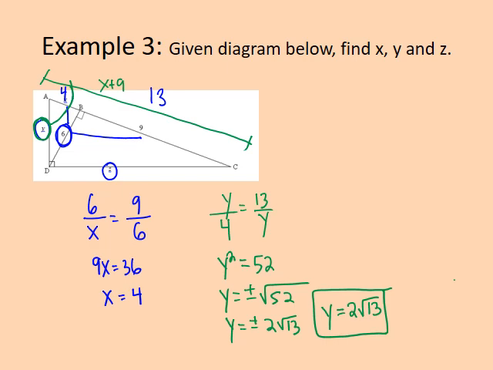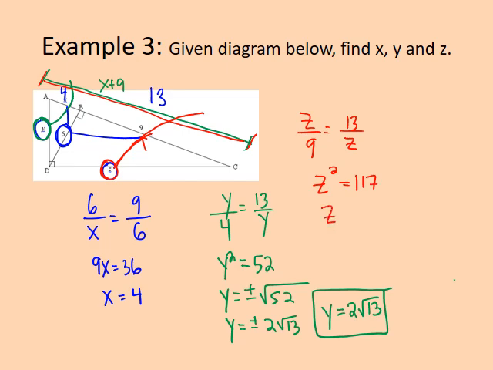Now our last geometric mean relationship is z. Z is the geometric mean between its closest part of the hypotenuse and the entire hypotenuse, which is 13. So z occurs twice because it's the geometric mean relationship, and it's the geometric mean between its closest side, which is 9, and the entire hypotenuse, which is 13. So when we cross multiply, we get z squared equals 9 times 13, which is 117.